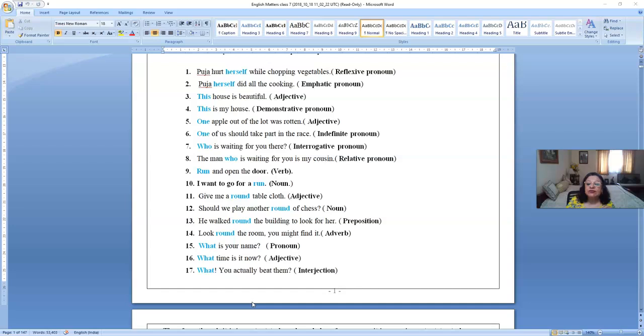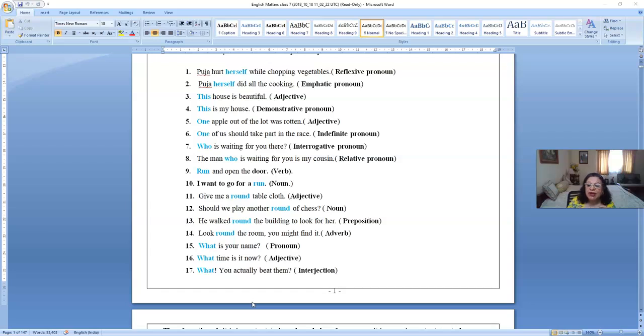Who is waiting for you there? Now who is substituting the name of the person. So it is an interrogative pronoun. It's a pronoun because it's substituting the name of a person. Interrogative because it's asking a question. The man who is waiting for you is my cousin. Which man? That man who is waiting for you. So it is a relative pronoun.